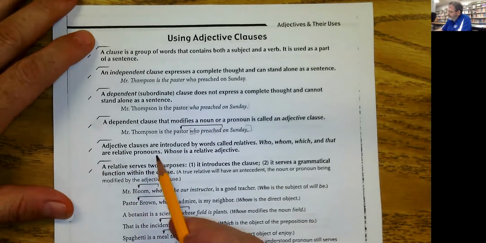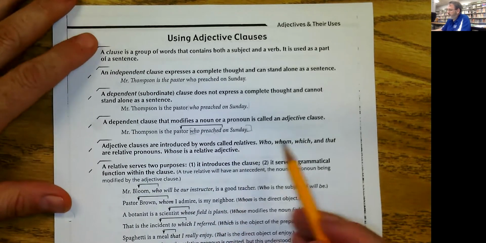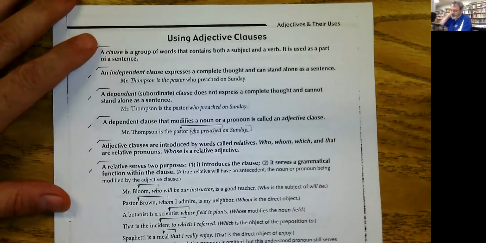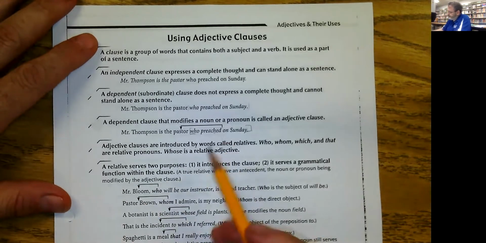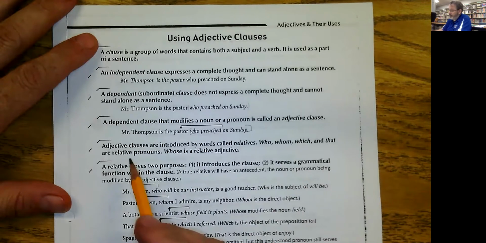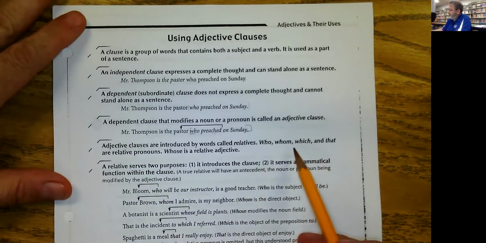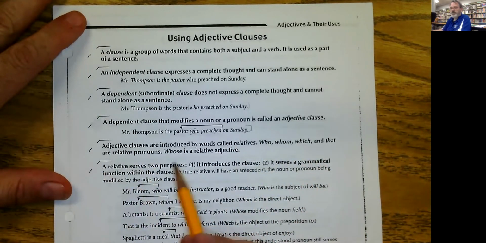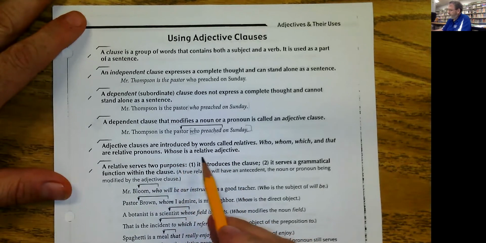Adjective clauses are introduced by words called relatives: who, whom, which, and that. There's just four of them. Those are relative pronouns. There's five total. Who, whom, which, that are relative pronouns, and whose is a relative adjective.